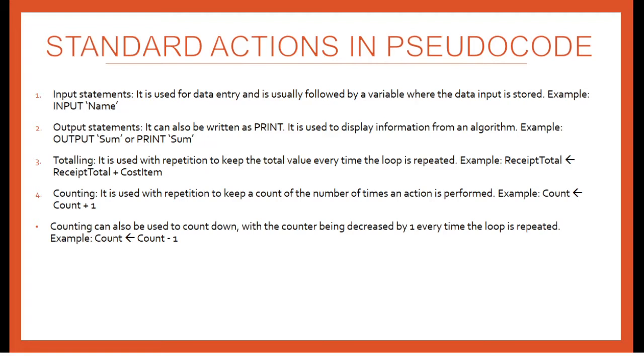Totaling. It is used with repetition to keep the total value every time the loop is repeated. For example, the receipt total is equal to receipt total plus cost of item. Counting. It is used with repetition to keep a count of the number of times an action is performed. For example, count is equal to count plus 1. Counting can also be used to count down, with the counter being decreased by 1 every time the loop is repeated. For example, count is equal to count minus 1.